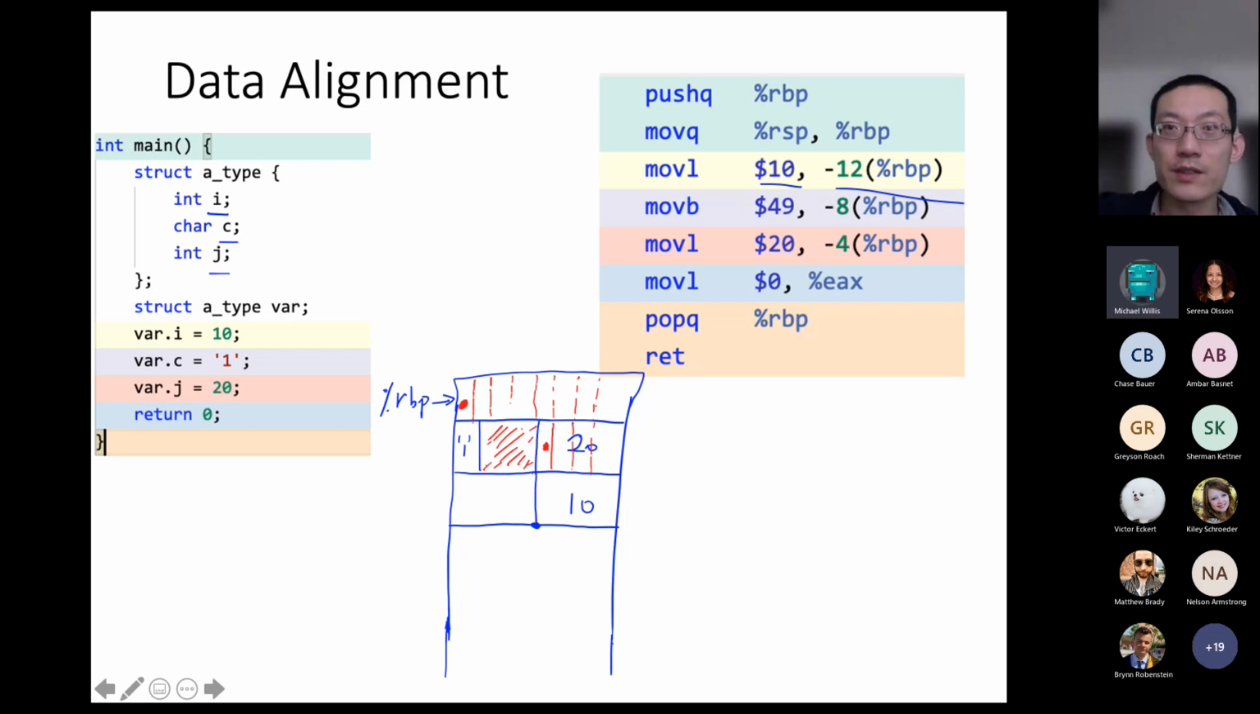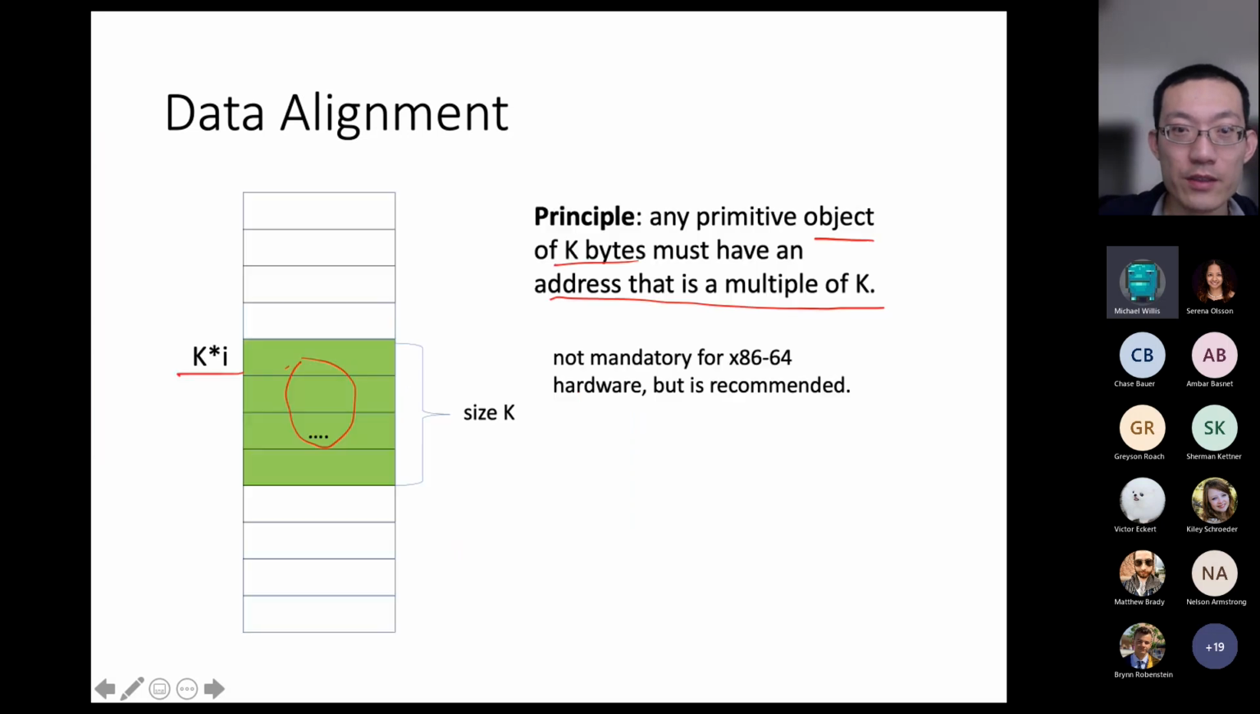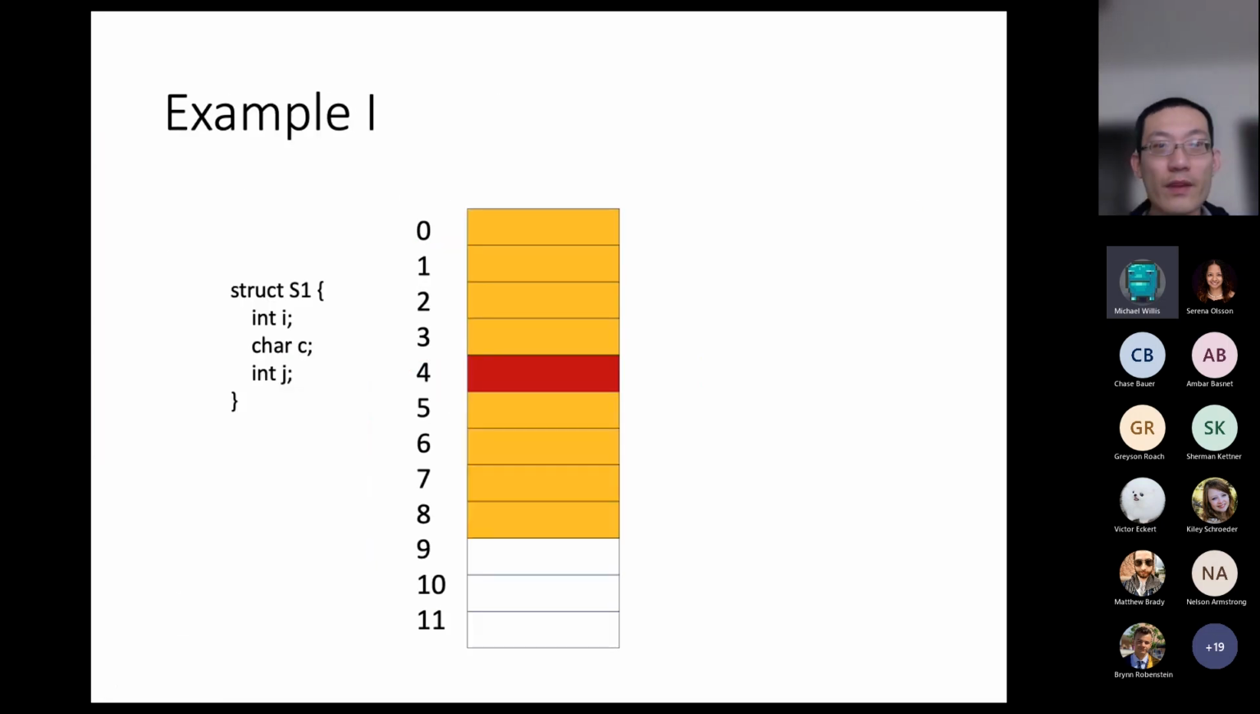Is there any other questions? Okay, let's look at some exercise. So in this exercise, we have the struct S1. We have the integer I, char C, integer J. My question, does this memory layout satisfy the data alignment requirement? Yes or no?